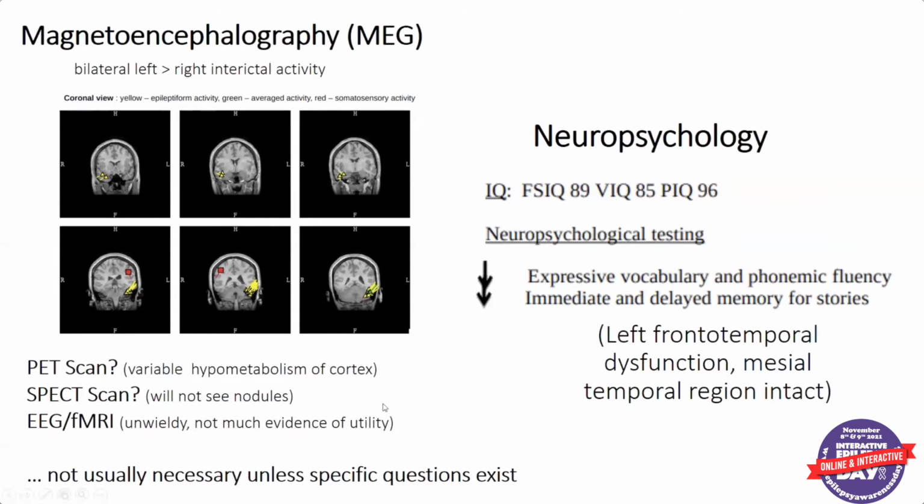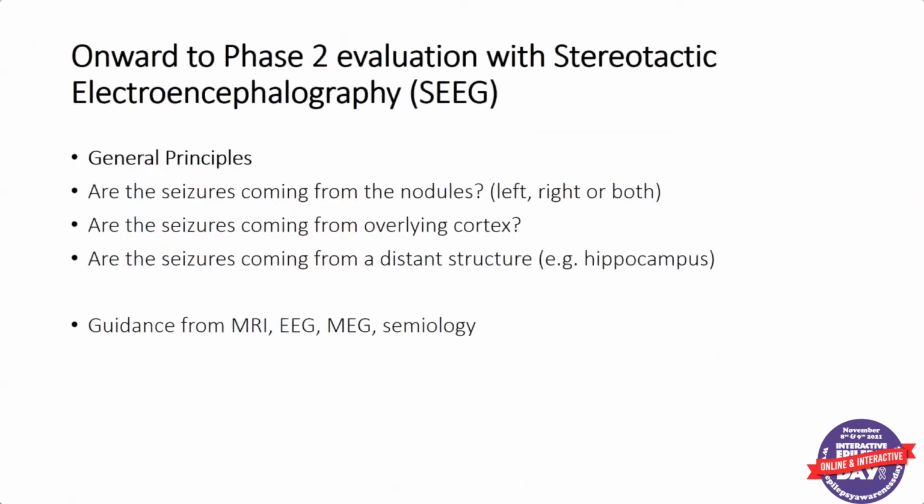There is the PET scan, but in these patients, findings are variable and often not clinically helpful. There is the SPECT scan, which often gives us ideas to where seizures might be coming from the brain, but not in these particular patients because the nodules are very small and not enough to activate this particular scan. And there is the EEG fMRI, which in fact is a little unwieldy for most clinical centers, and there is not much evidence of its usefulness. So these investigations are usually not necessary.